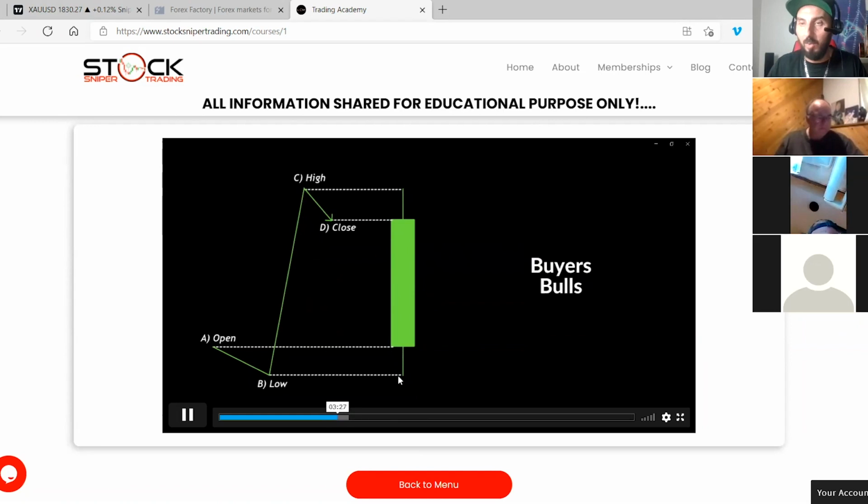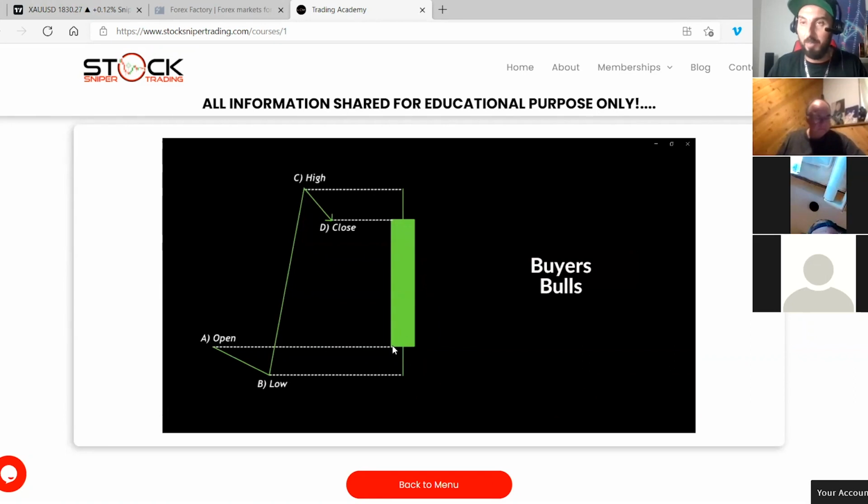There could be a low and then they push it back up and it could have a high. Some candles also don't have lower or upper wicks. Those are called ignited candles. The Japanese name for it is a Marubozu candle.